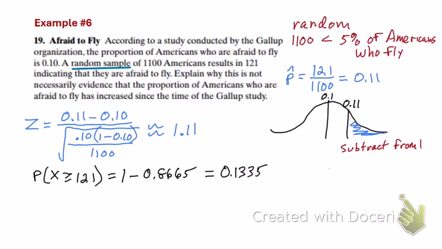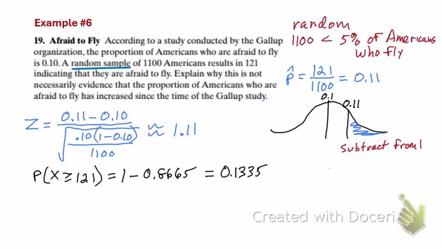Stop right there. This is kind of a foreshadowing of chapter 9 stuff. Assume that the Gallup poll was right and that it really is 10%. Still, what's the likelihood of getting a sample where it's 11%? A little over 13%. Is that unusual? No. Meaning, I could expect to get a sample that big or bigger, even if it really is 10%. I could expect that 13% of the time.